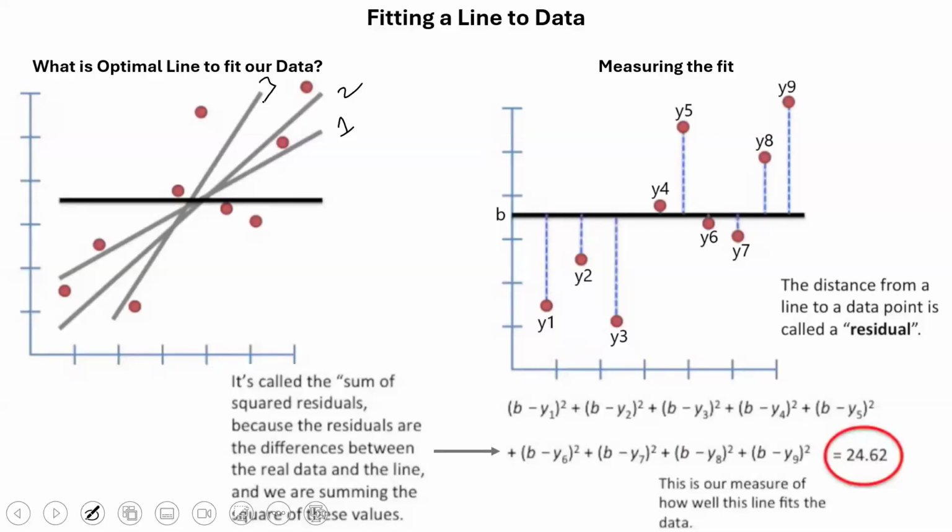So to decide that, some sort of parameter should be there to understand which line better fits these data points. Do you understand what fitting a line to the data points actually means?